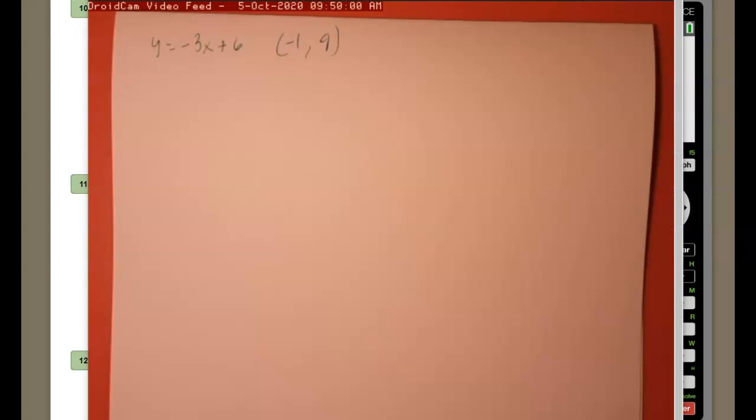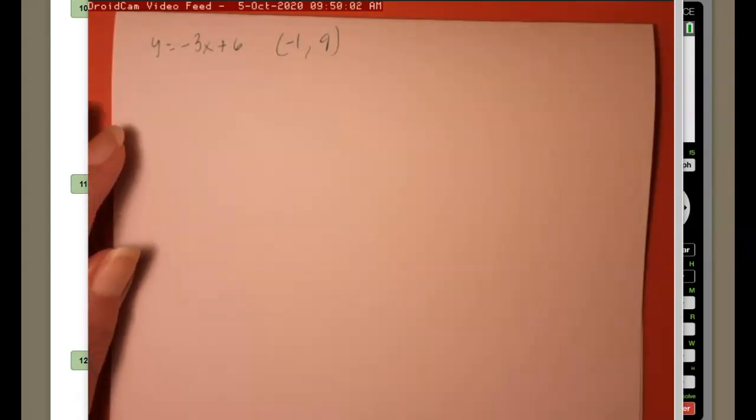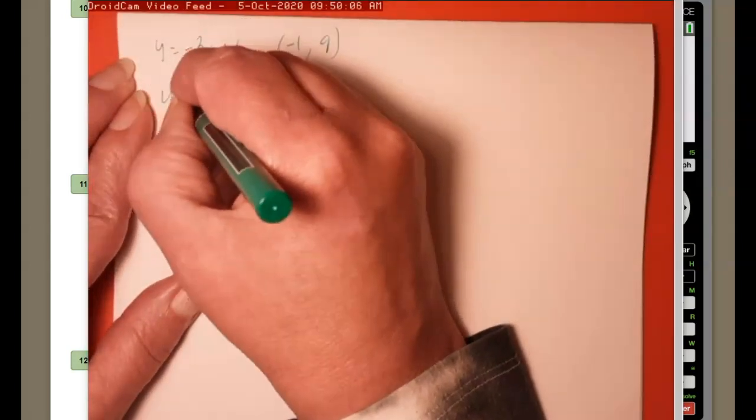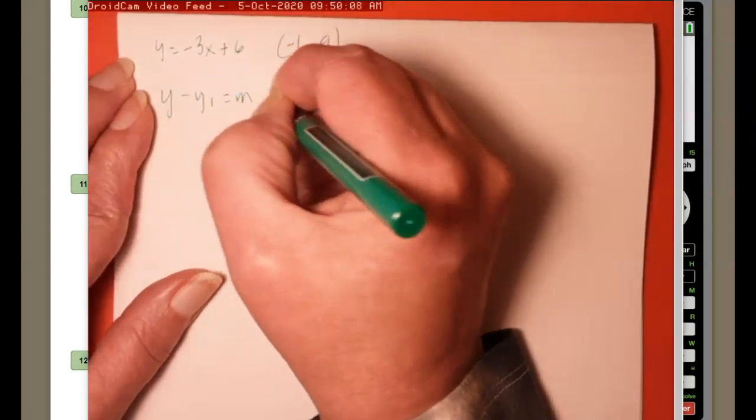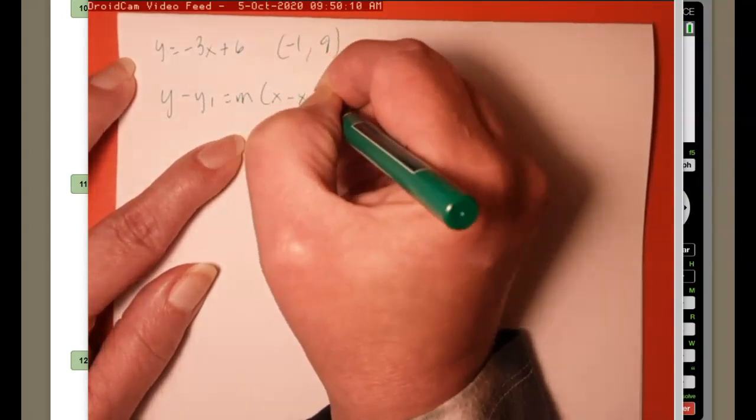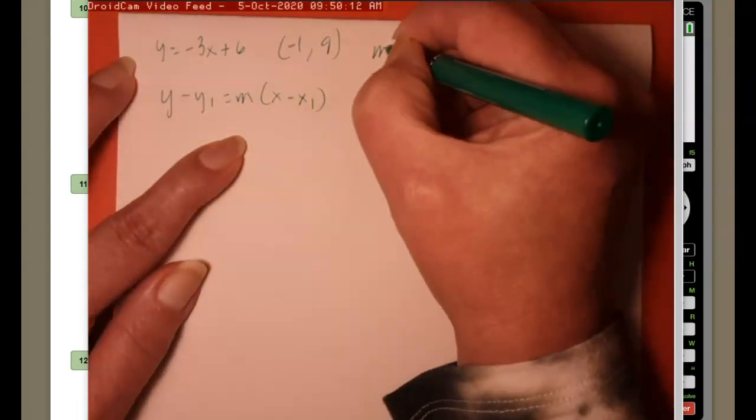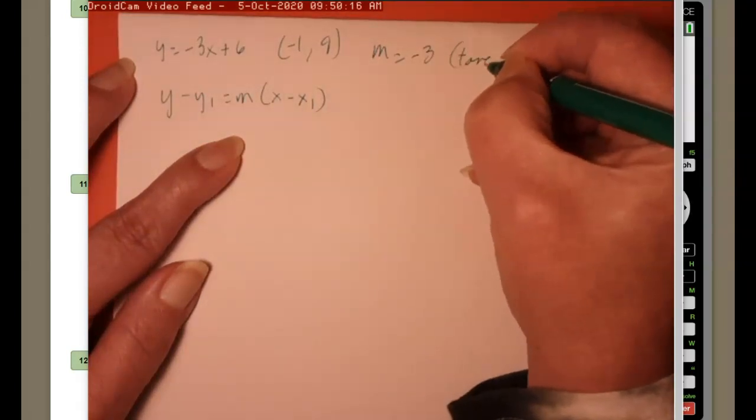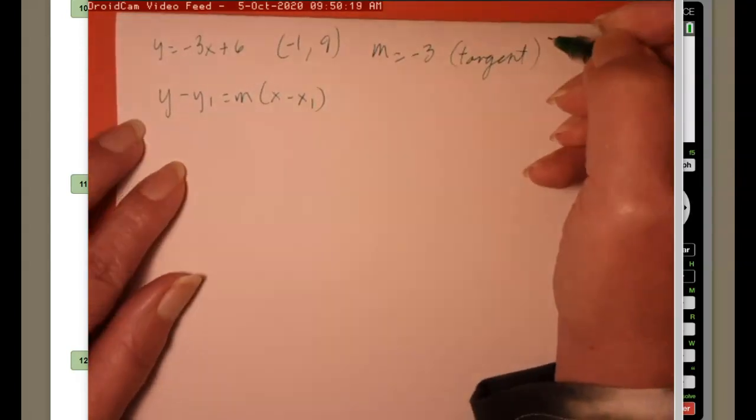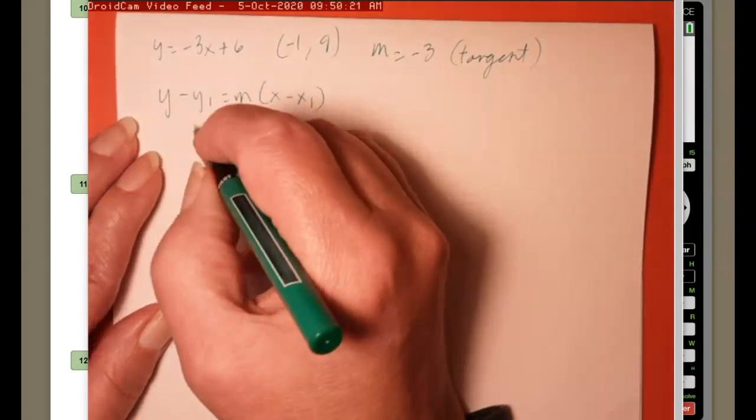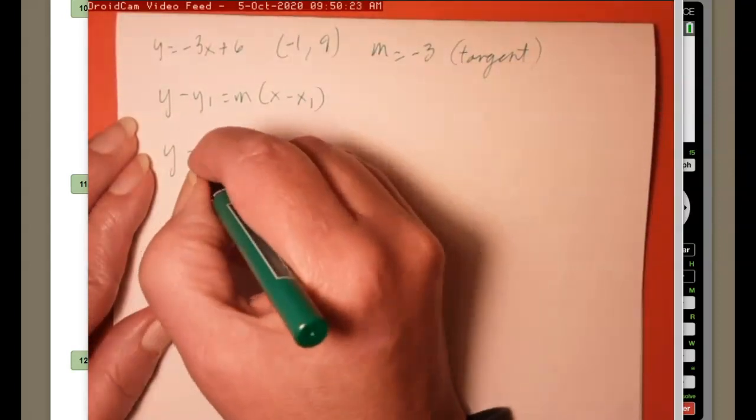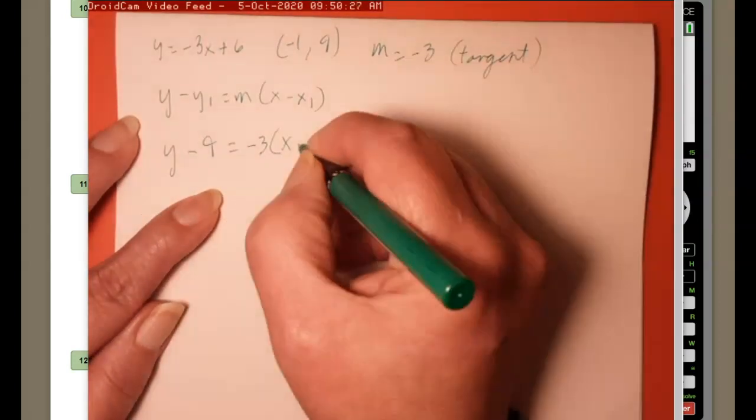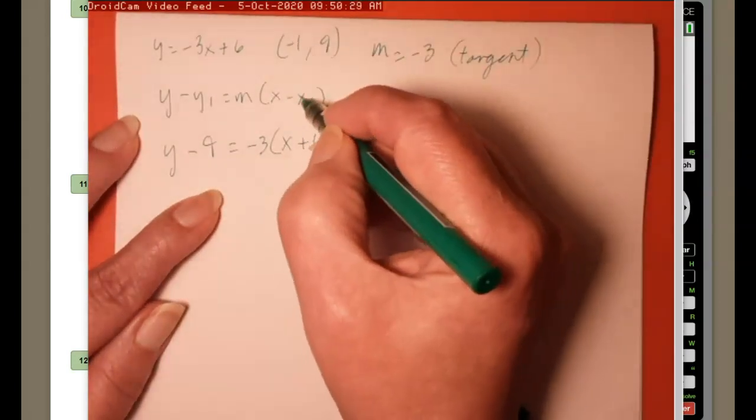So now I need the equation of the tangent line. And in WebAssign, they make you solve for y sometimes. So if I have y minus y1 is equal to m times x minus x1, I know that the slope is negative 3. That's actually the tangent. This I can write as y minus 9 equals negative 3 times x plus 1, minus minus.